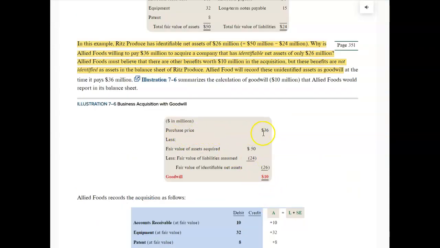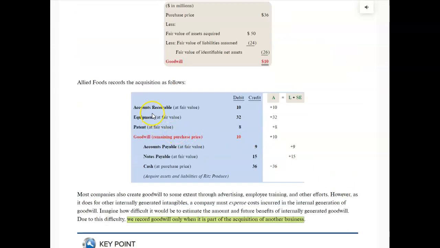Here's what you have. Purchase price 36, the identifiable assets net out to 26. Goodwill is 10, in this case $10 million. These are millions. Here's the entry. You're going to record receivables, you purchase those, the equipment, fair value, patent, fair value. Skip this for a second. Record the accounts payable. You're acquiring these, you have to pay these off. Note payable, you pay these off. You pay cash at 36. Get all these entered, and you'll find out you still need, in this case, a $10 million debit to balance the entry.